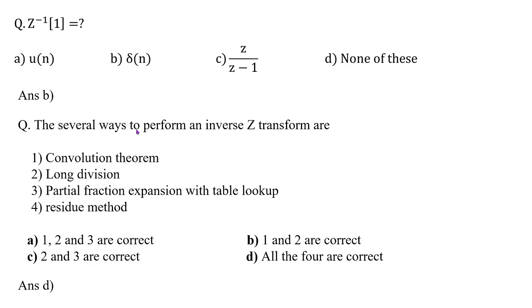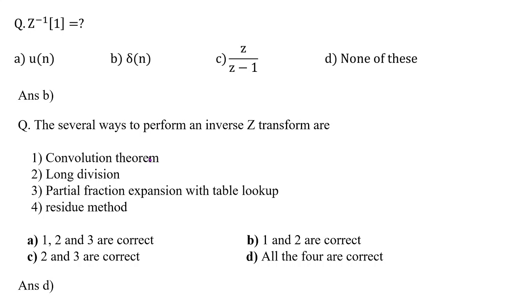Then, the several ways to perform an inverse Z transform are: so we have seen there are so many ways to evaluate the inverse Z transform. So let us see which are the correct choices out of the given options. These are 4 methods given, and in connection to that the 4 choices are given. Either 1, 2 and 3 are the only methods, or 1 and 2 are the only methods to find the inverse Z transform. So let us go through these methods one by one.